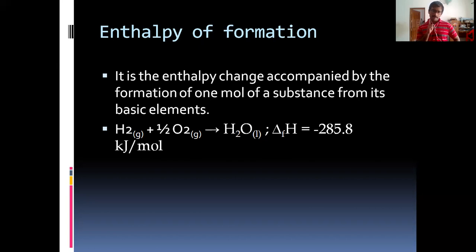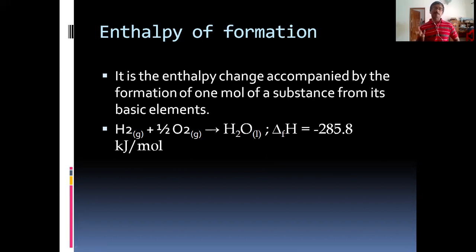So for the formation of 1 mole of H2O, 1 mole is specified here. It is the enthalpy change accompanied by the formation of 1 mole of a substance from its basic elements. It is the enthalpy of formation of H2O. So in order to get 1 mole, we are using half a mole of oxygen and 1 mole of H2.